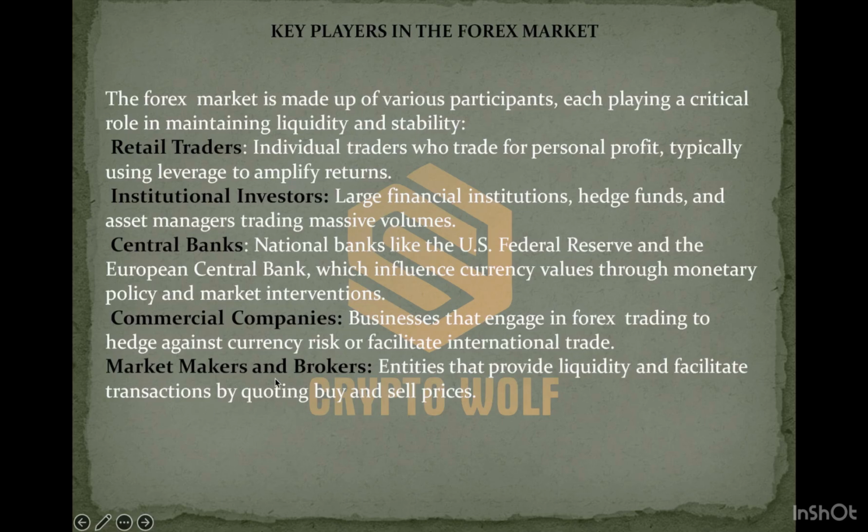So we have the market makers and brokers: entities that provide liquidity and facilitate transactions by quoting buy and sell pricing. These brokers are the intermediaries between the buyers and the sellers. They provide liquidity in the market and make everything smooth for everyone to come and trade. This is their work. The brokers make money through commissions or, let's say, spread. They are also very key players in the market, and you should know who a broker is and how they actually work. But with time, I will explain further in class.